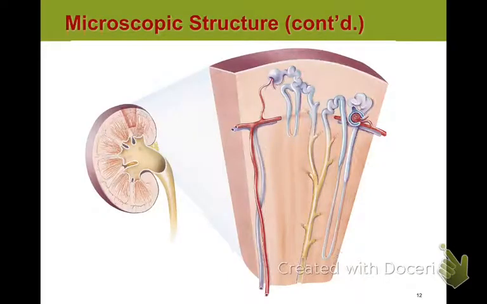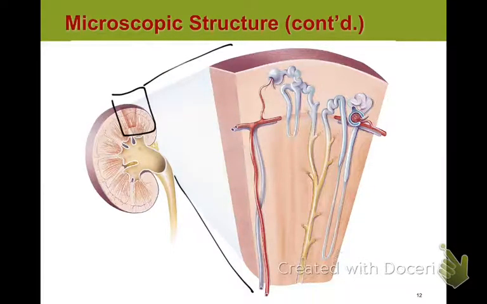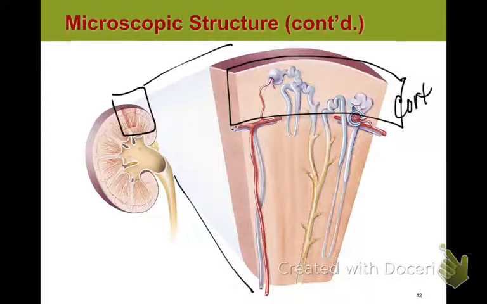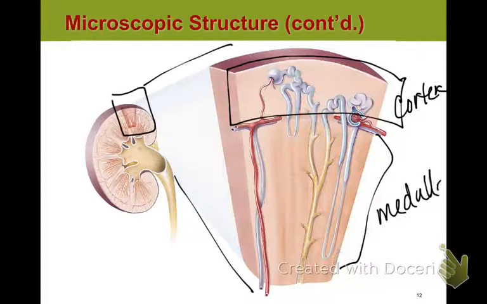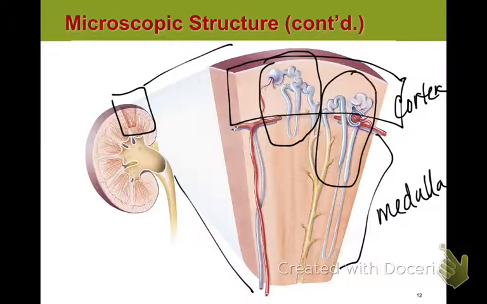So when we take a cross-section of a kidney, and here we just took this little square here and enlarged it, you see this area out here is the renal cortex, and this region here is the renal medulla. And this loop structure here is actually showing a couple of nephrons. There is one nephron here and one nephron here.